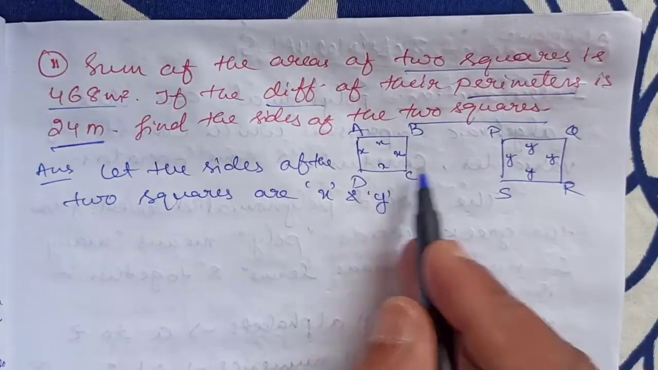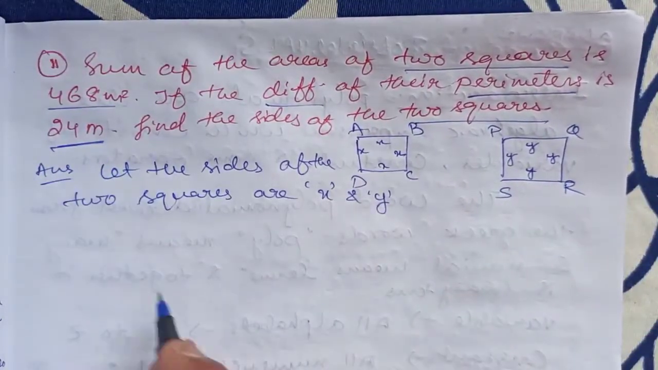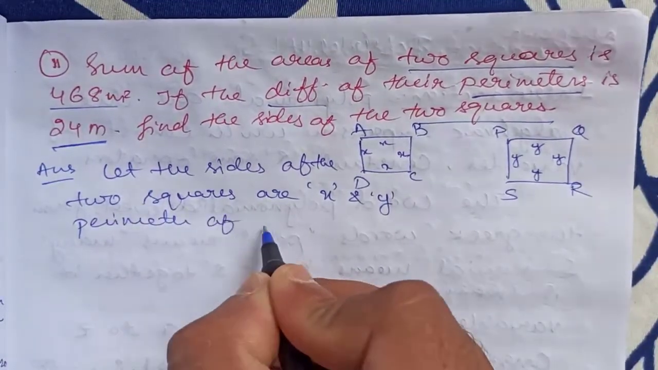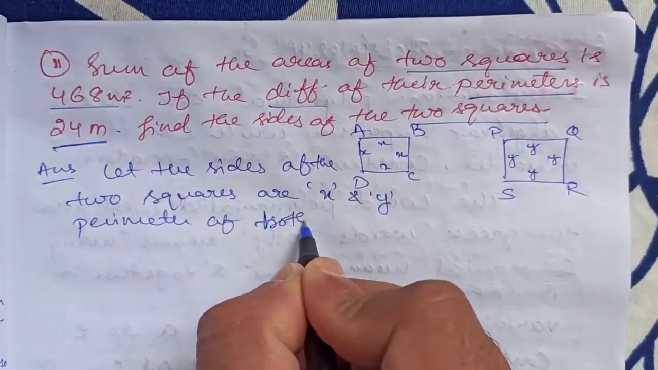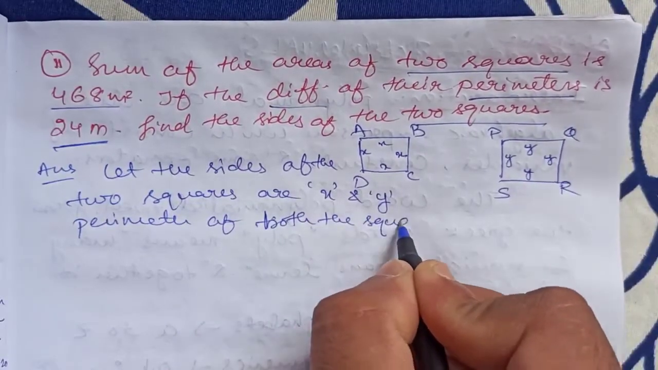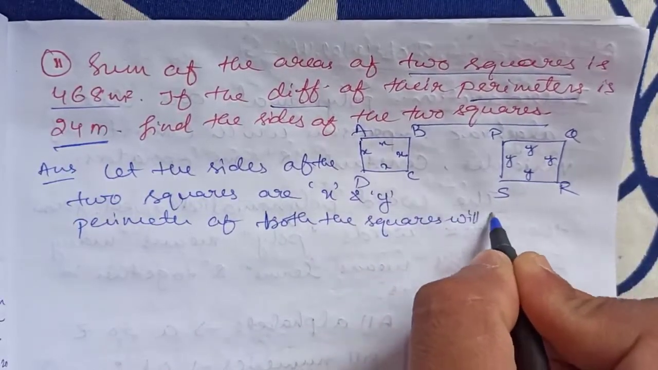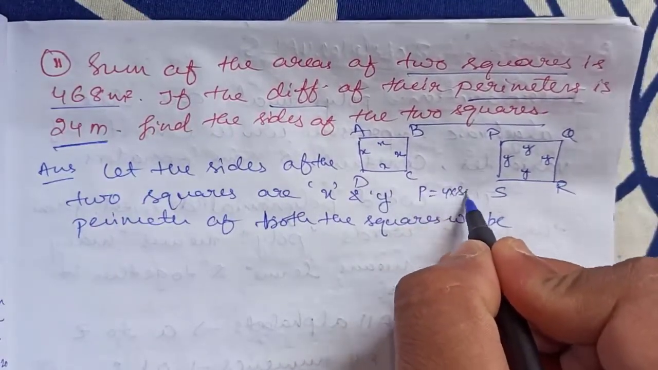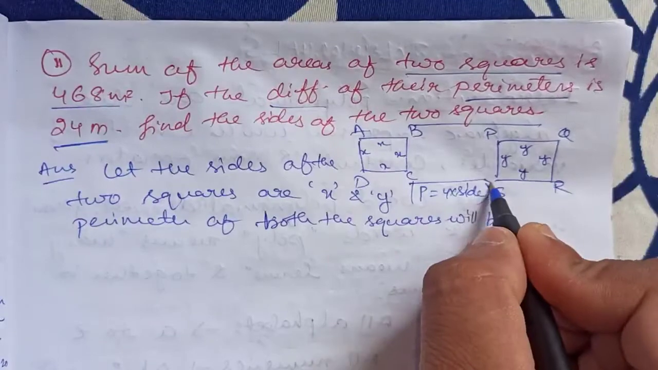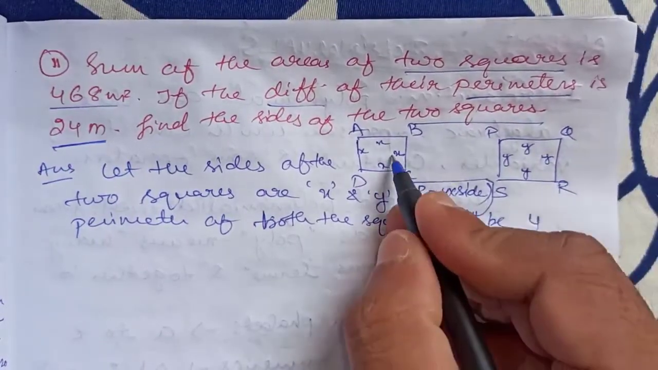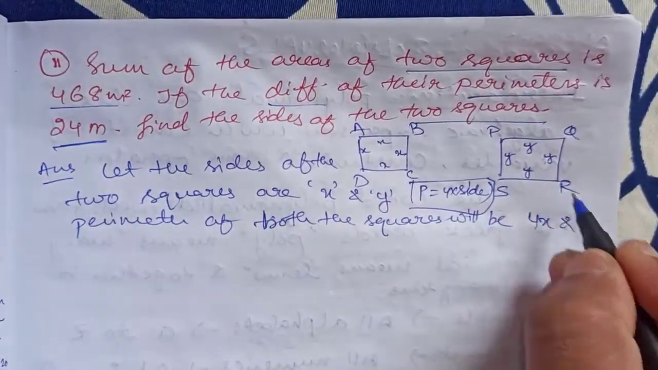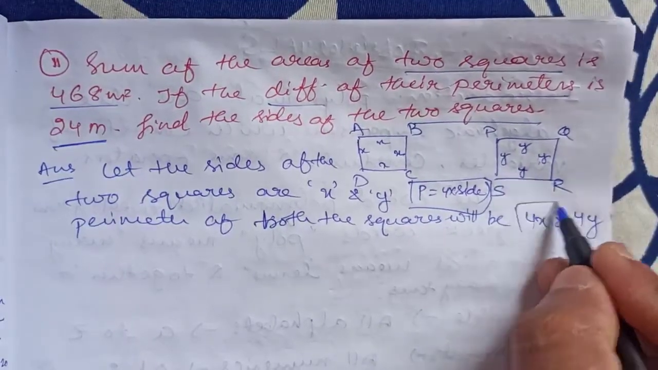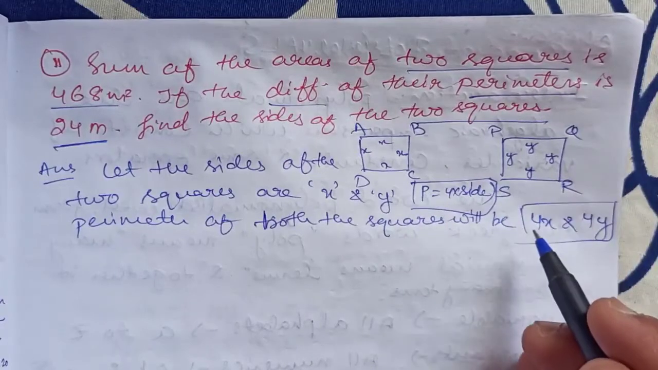Now the difference of their perimeters is 24. The perimeter of both the squares will be, what is the perimeter formula? Perimeter is 4 into side. So 4 into side, this side is x, and 4 into side, for this square the side is y. So these are the perimeters for both the squares.